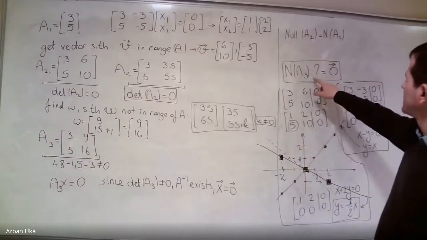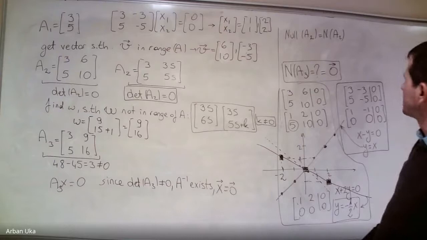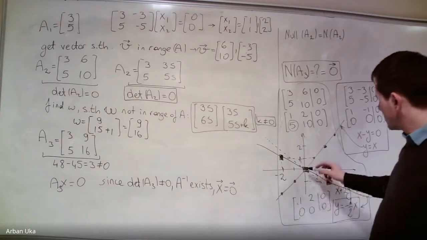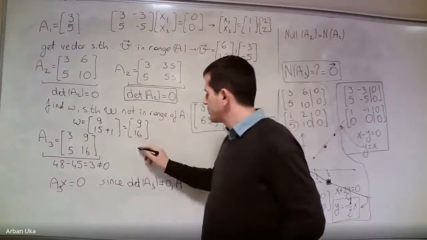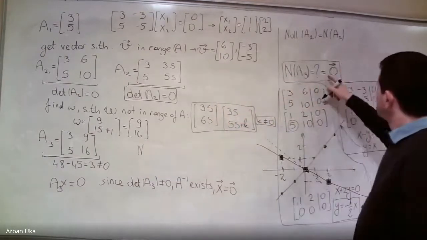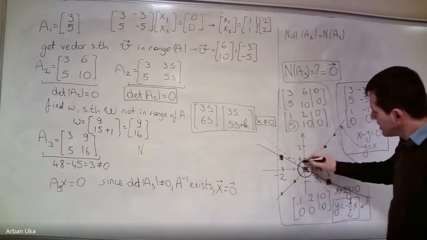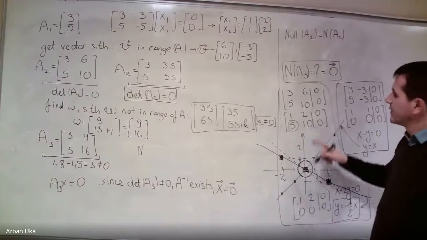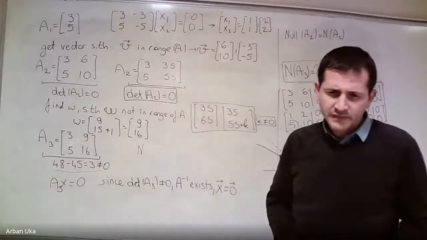So here, what did you say? We said the null space of A3 is 0. So what is the null space of A3? It's going to be just the origin. So for A3, the null space of A3, well, I think we wrote it here. Anyway, it's clarified here, but I will show this. This is the null space of A3. Why? Because A3 has a determinant different from 0.